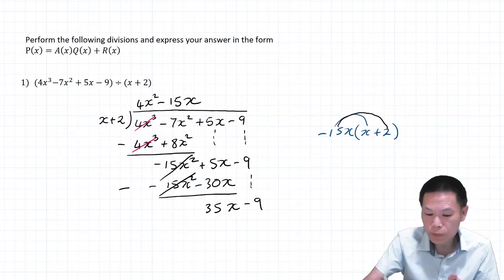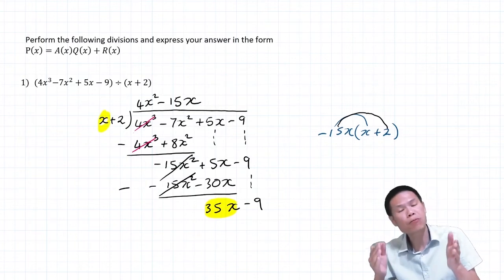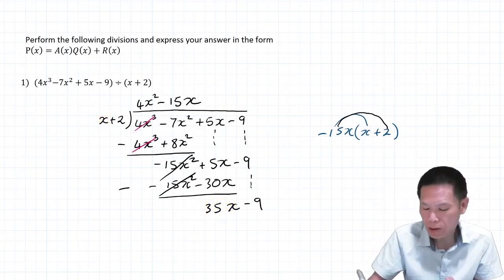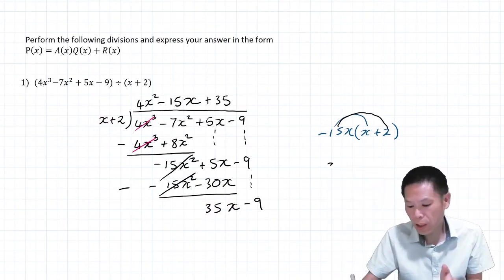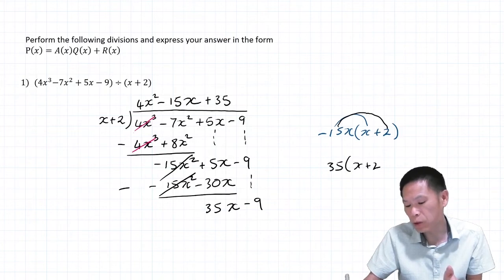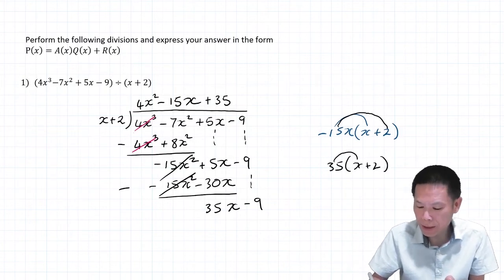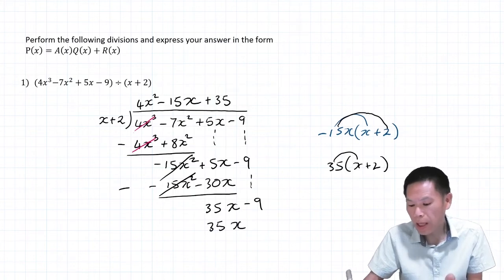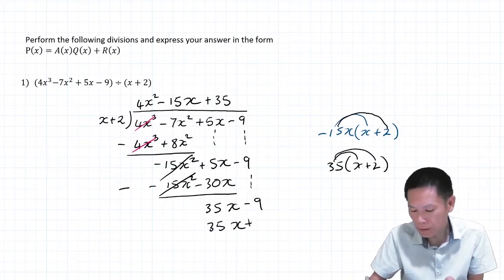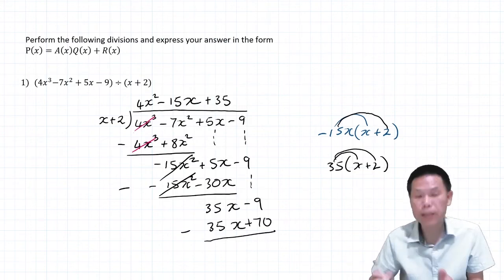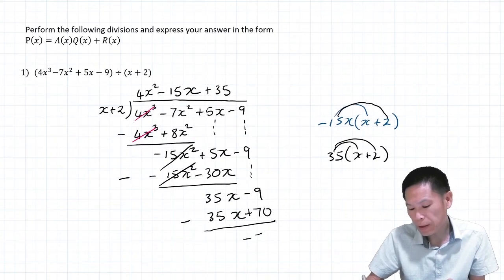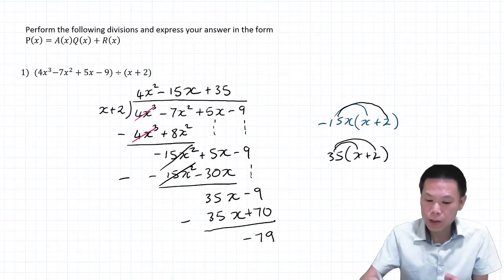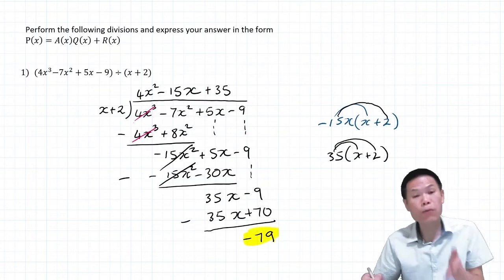Then we use 35x divided by x. So 35x divided by x is 35. So I write plus 35. Then I go 35 times x plus 2. So 35 times x is 35x, and 35 times 2 is 70. Then I just minus it. So that cancels out, and that will give me negative 79. So negative 79 is the remainder.